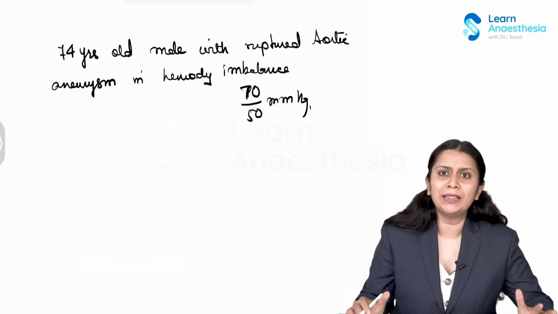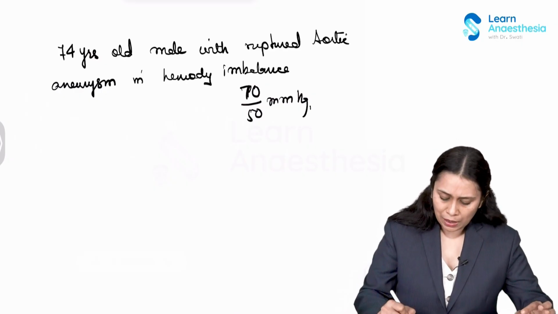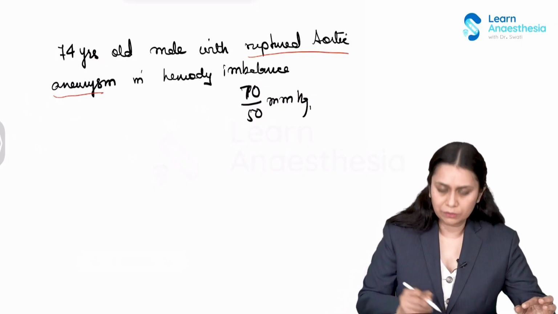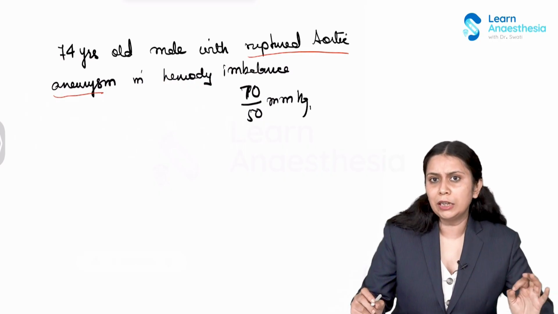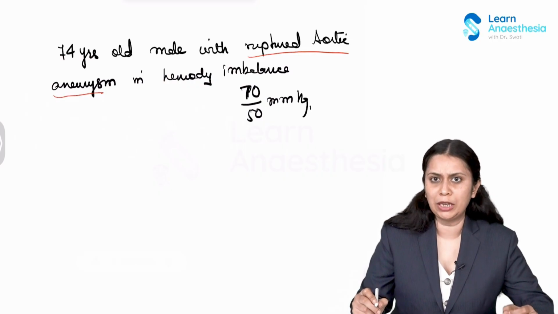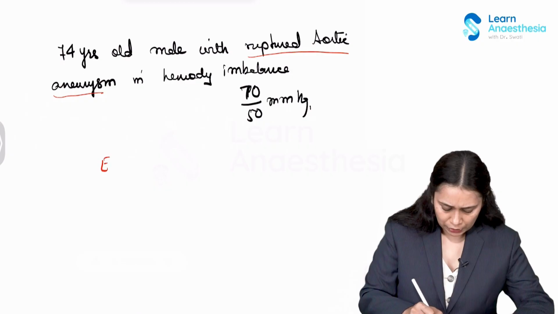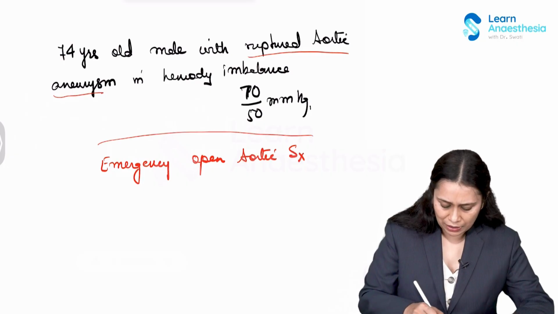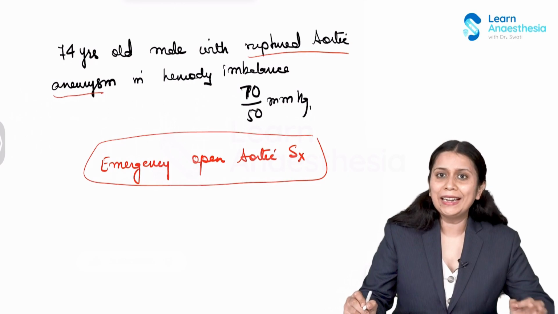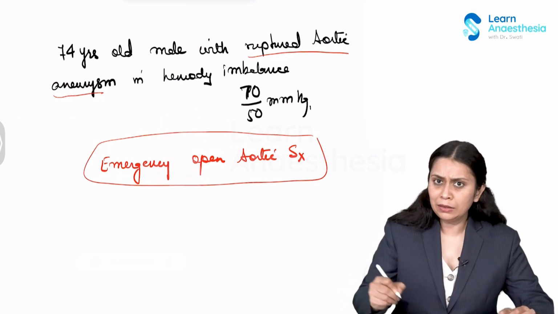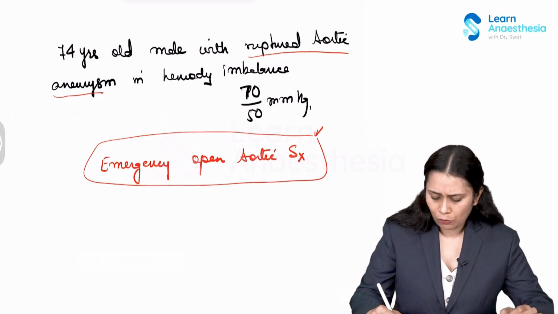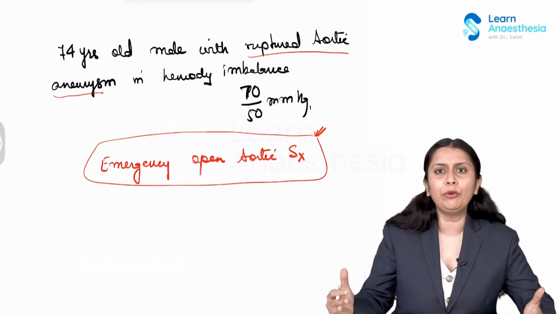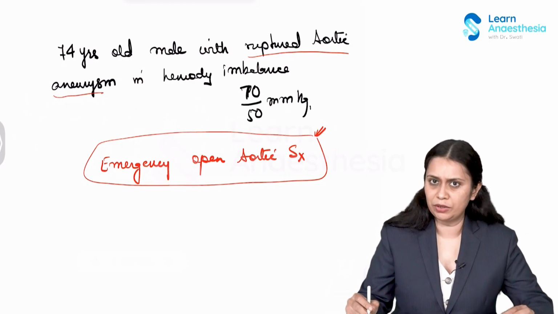So how do we manage this kind of case? Remember, for a ruptured aortic aneurysm, emergency open aortic surgery always has to be done. Now, I have already discussed the management of elective open aortic surgery. In this section, I would discuss what is peculiar to emergency open aortic surgery.